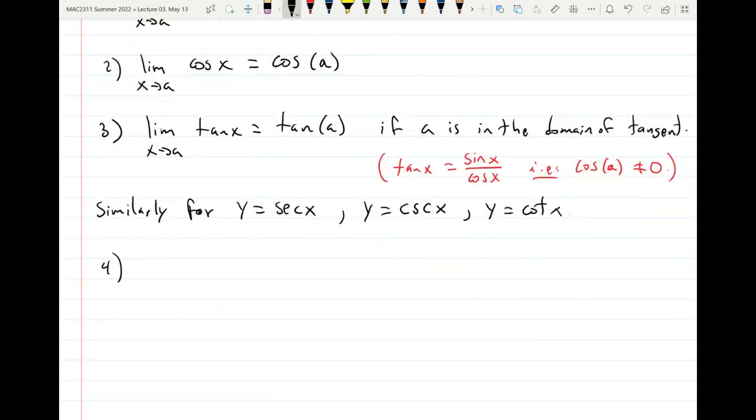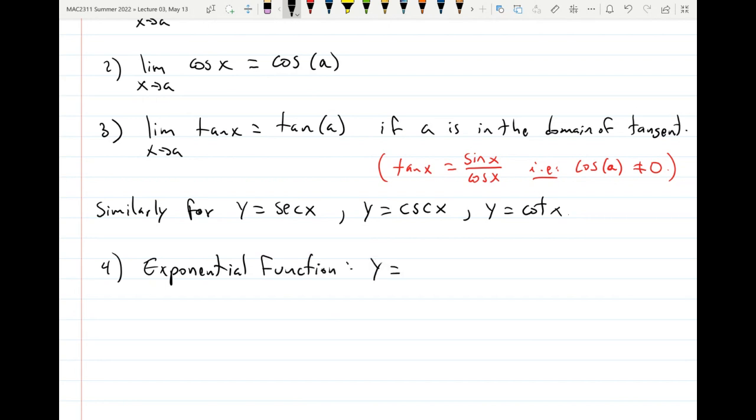Okay, so then let's talk about the logarithm and exponentials. The limit as x approaches a of b to the x is going to be equal to b to the a, and this is provided... So remember, when we have the exponential function, let me just recall the exponential function.